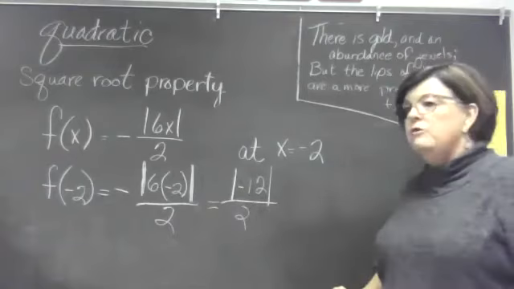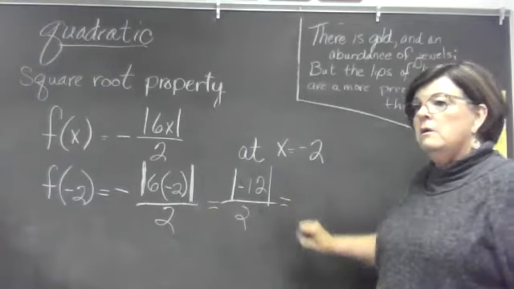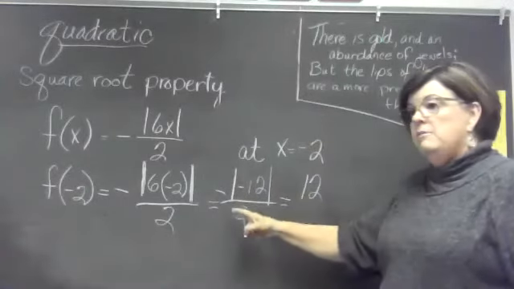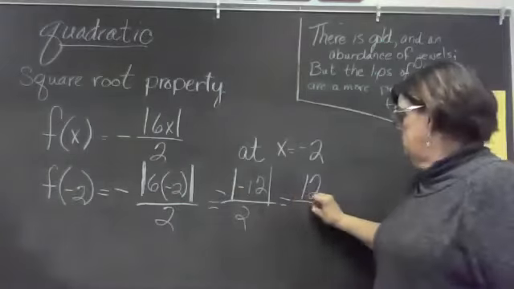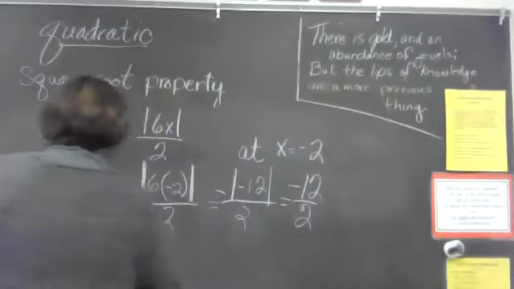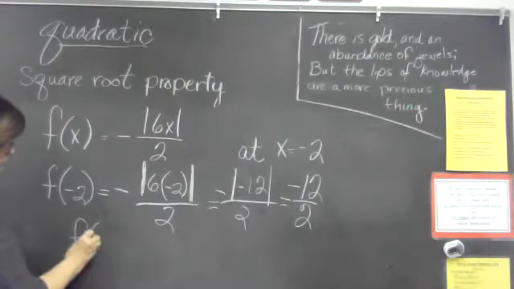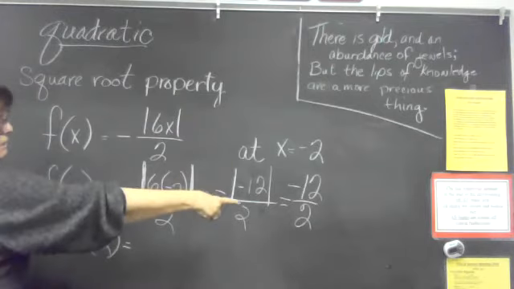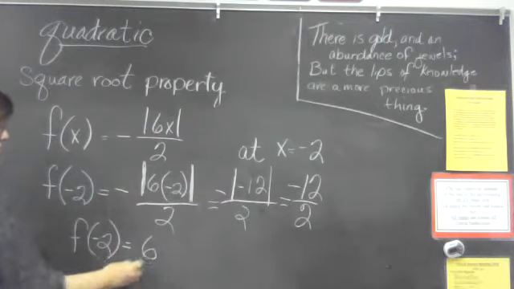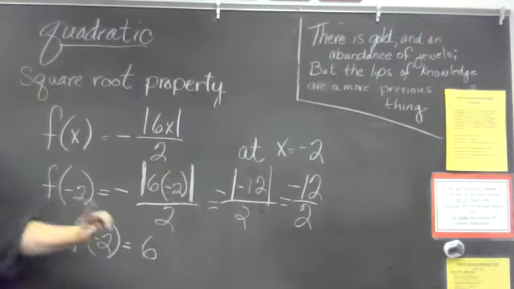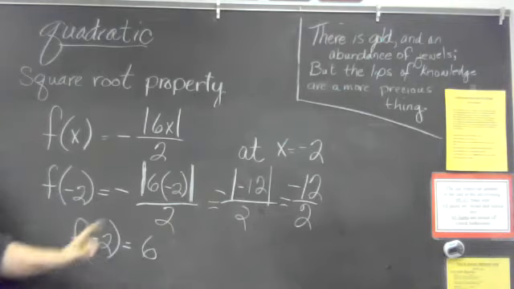What's the absolute value of negative 12? 12. Now we don't need the absolute value because we just found it. Over 2. So now we have f of negative 2, because we plugged in the negative 2, equals 12 divided by 2 is 6. Now we solved this whole thing, but we need this negative. Final answer should be negative 6.